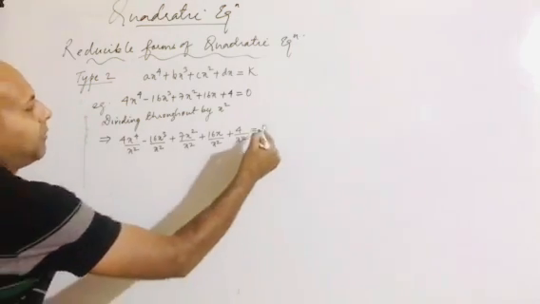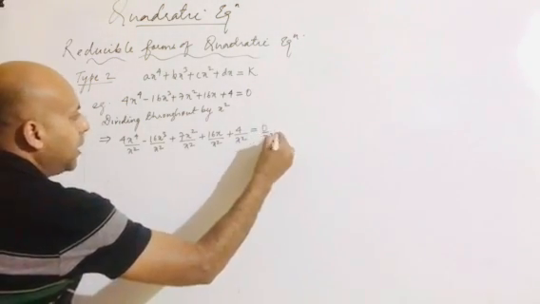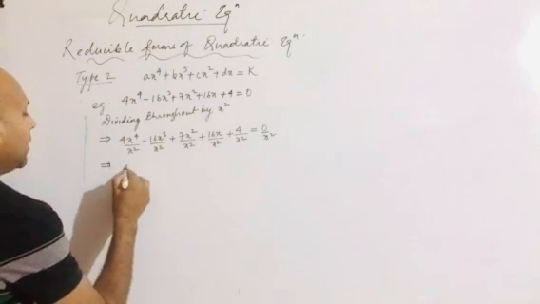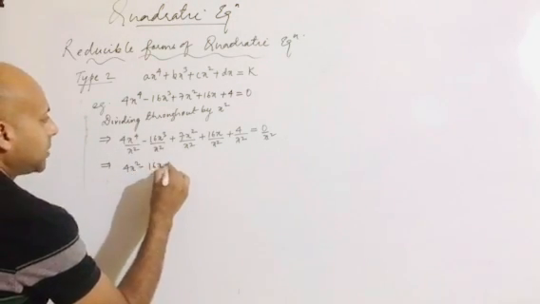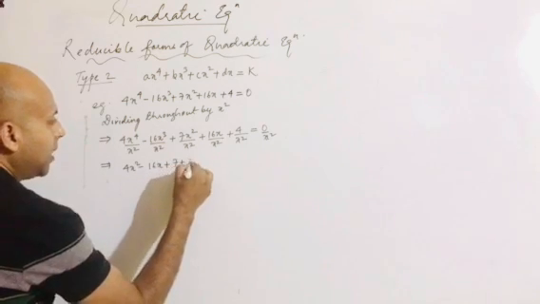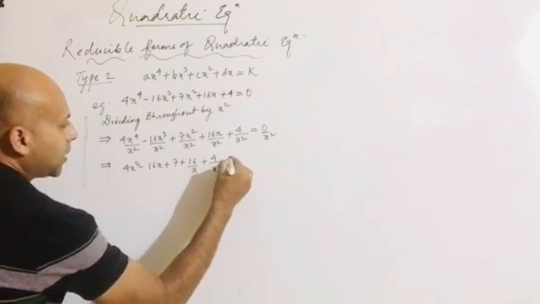Dividing 0 by x square doesn't make any sense, but for you people I am writing it down here, 0 by x square. So let us solve. This will become 4x square because this will cancel, minus 16x plus 7 plus 16 by x and 4 by x square is equal to 0.